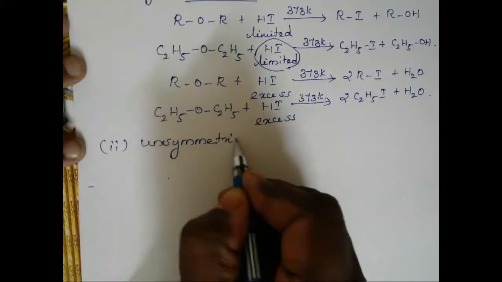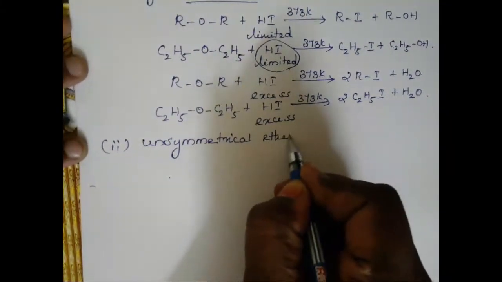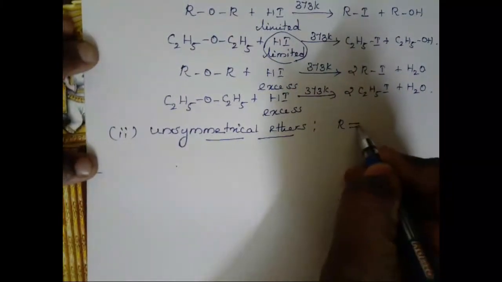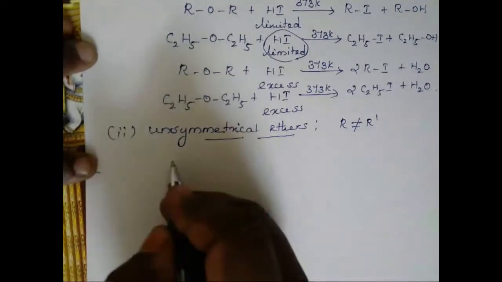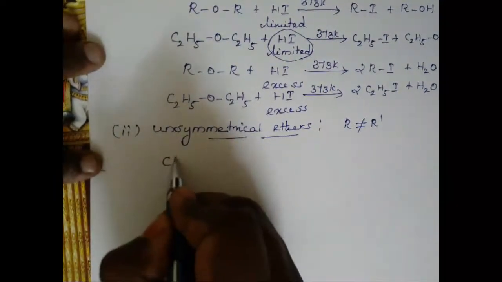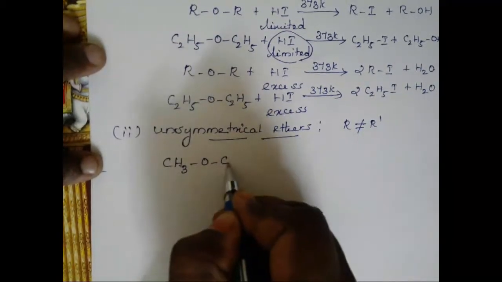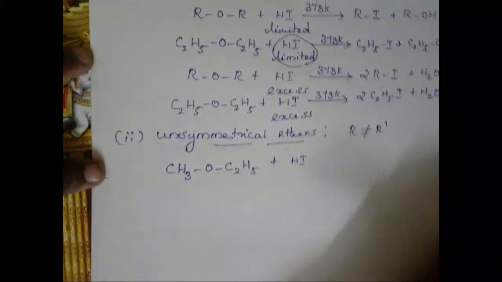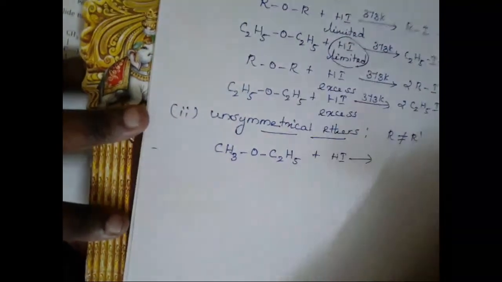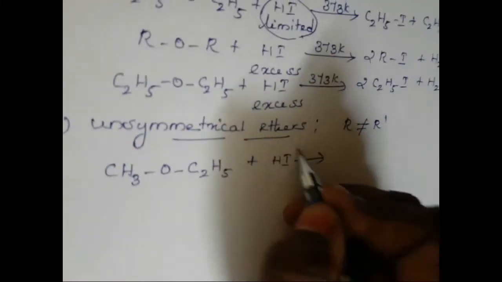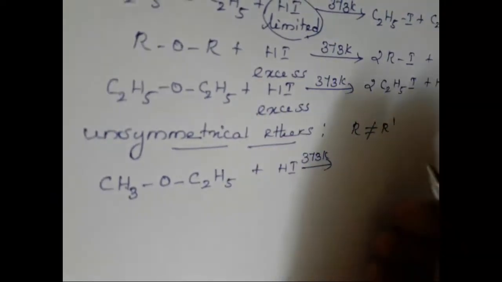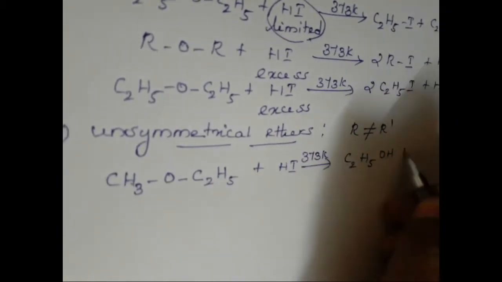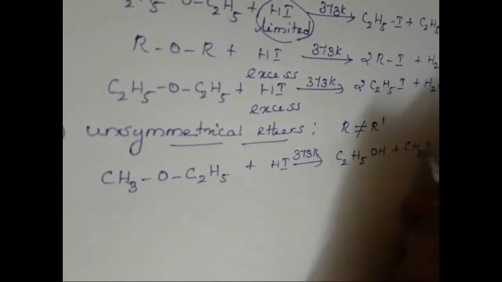Let us see the reaction of hydrogen iodide with unsymmetrical ethers. As you all know, in unsymmetrical ethers, the R and R dash will not be equal. That is, R and R dash not equal. Then they are called unsymmetrical ethers. I am going to take methoxyethane. This is an unsymmetrical ether. When it reacts with hydrogen iodide at 373 Kelvin, it will form ethanol, C2H5OH, and methyl iodide, CH3I.